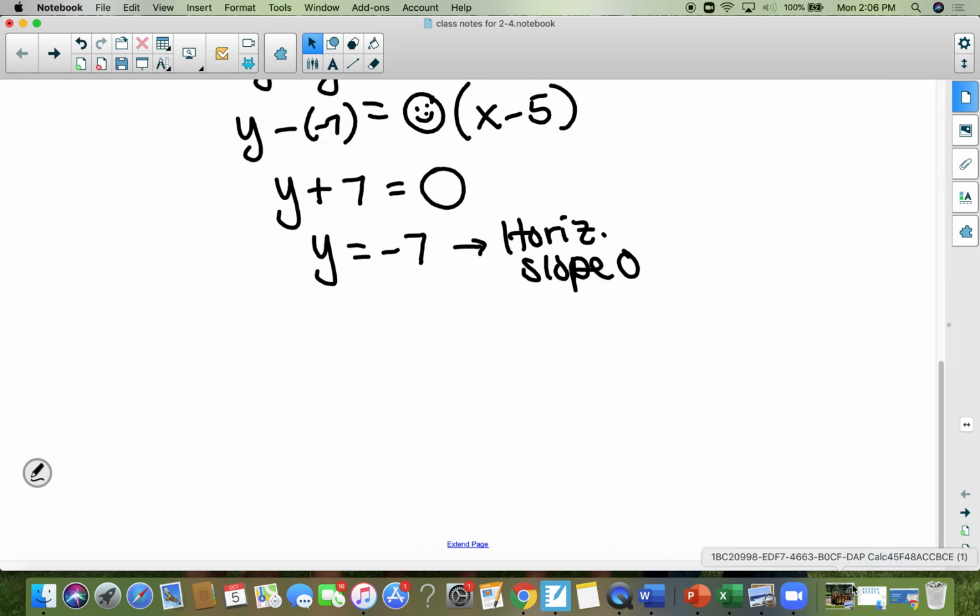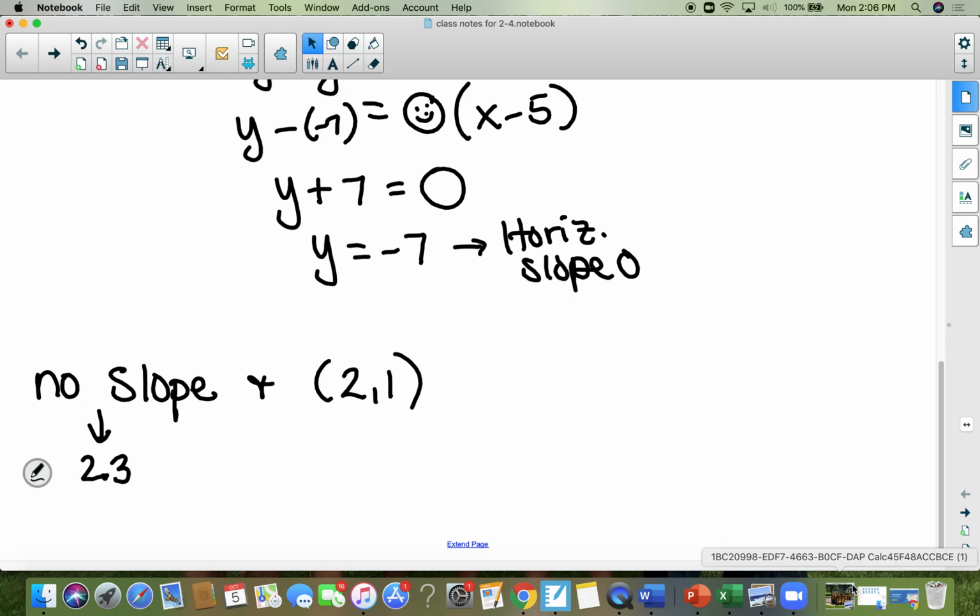You have no slope, and it goes through the point (2, 1). If you remember by my little picture from 2.3, what type of line has no slope? A vertical line has no slope. Every vertical line starts with the letter x. If you remember this from 2.3.